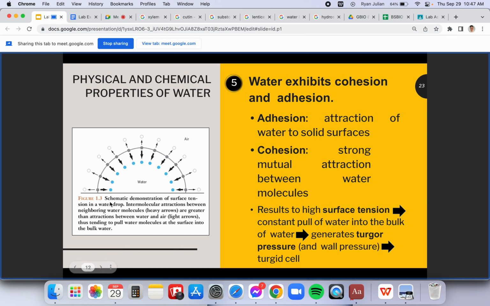Take a look at this figure that you have on your screen right now. It is the schematic demonstration of surface tension in a water drop, or let's say a raindrop, because it's been raining these days. Intermolecular attractions between neighboring water molecules, or the heavy arrows that you are seeing right now, many sila in number, are greater than attractions between water and air, which is the light arrows, thus tending to pull water molecules at the surface into the bulk water.